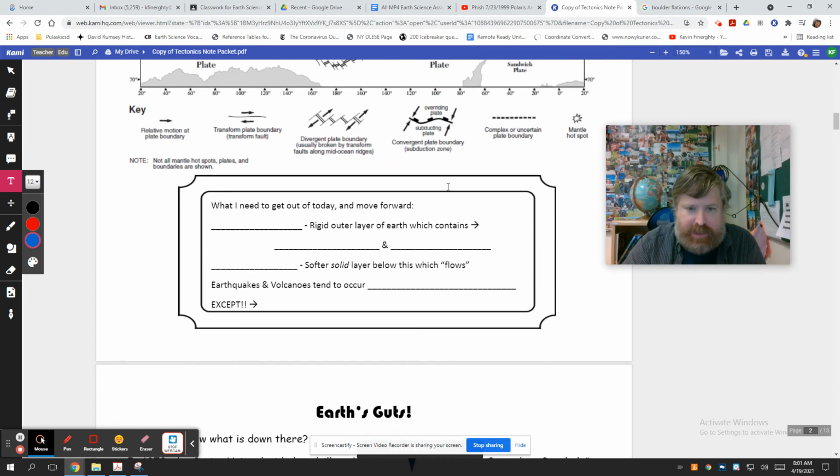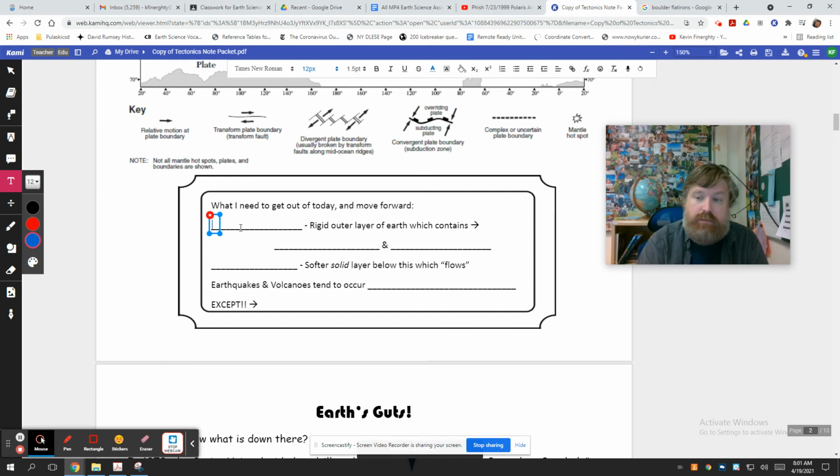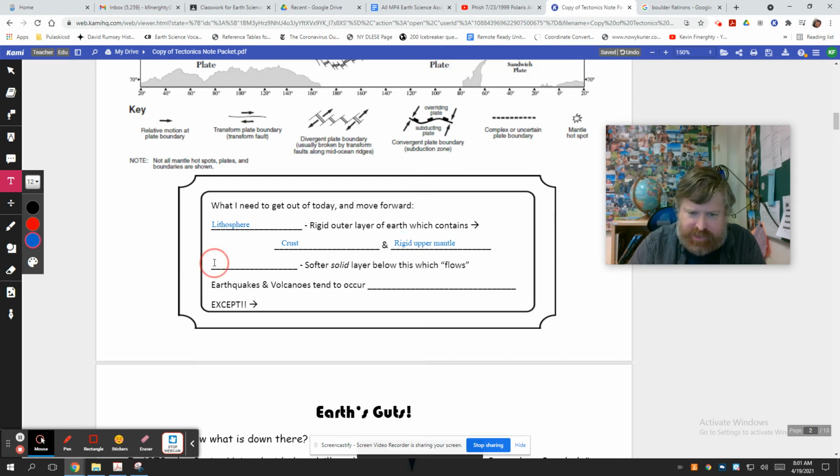So what do I need to get out of today? Blank, the rigid outer layer of the Earth. What do you think? Lithosphere, which contains the crust and rigid upper mantle. And the softer liquid layer. No, not layer. It's not a liquid at all. Softer solid layer. That's why I said that there. Asthenosphere.